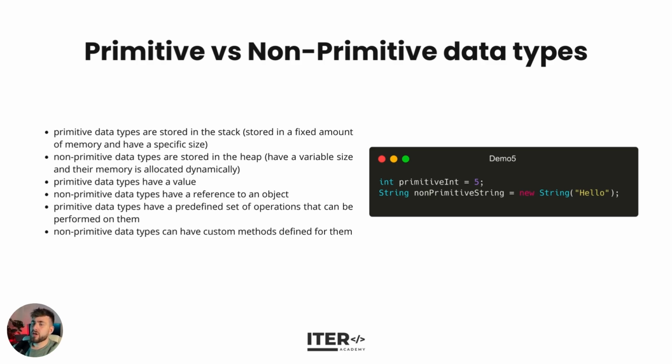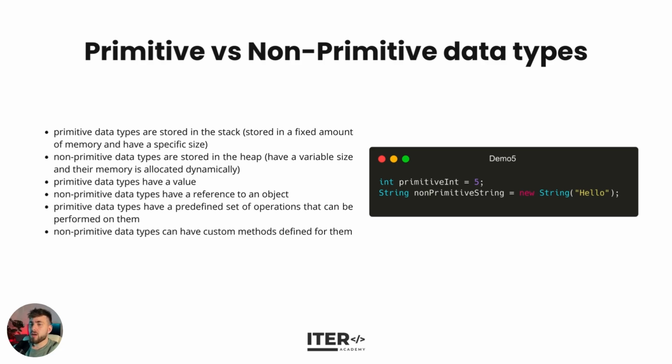Here is an example of declaring and initializing a primitive and non-primitive variable. So let's take a look at the demo 5. In this example, we can see that the primitive int variable is assigned a value directly, while the non-primitive string variable is assigned a reference to a new string object. It's also worth noting that primitive data types have a predefined set of operations that can be performed on them, whereas non-primitive data types can have custom methods defined for them.